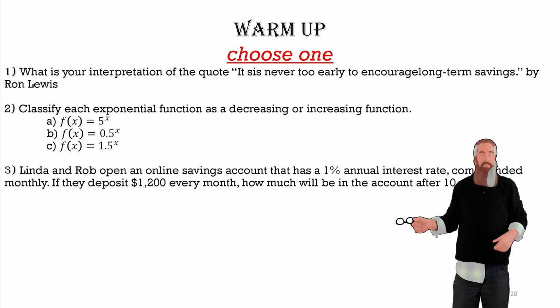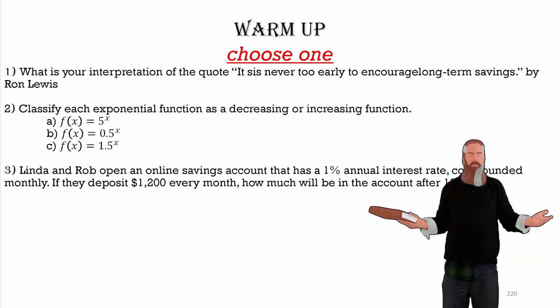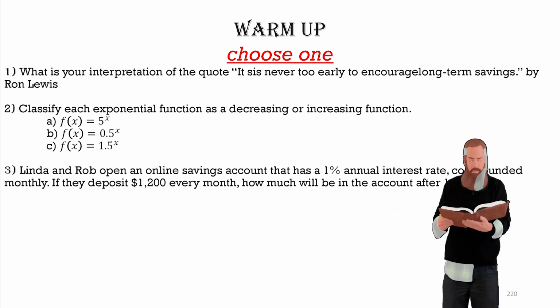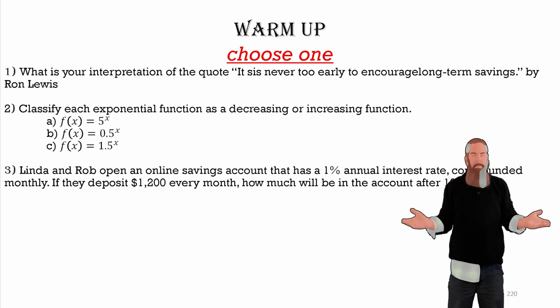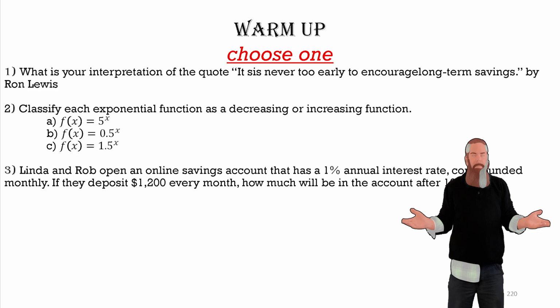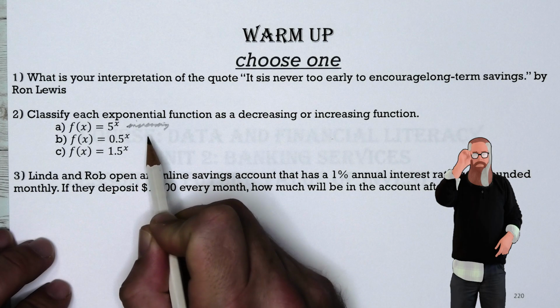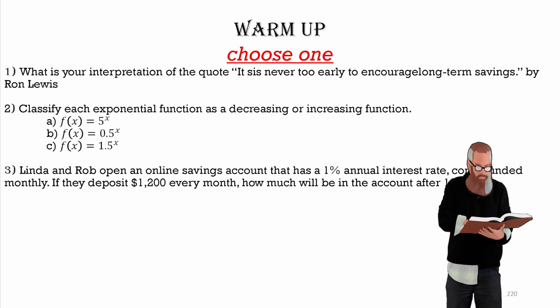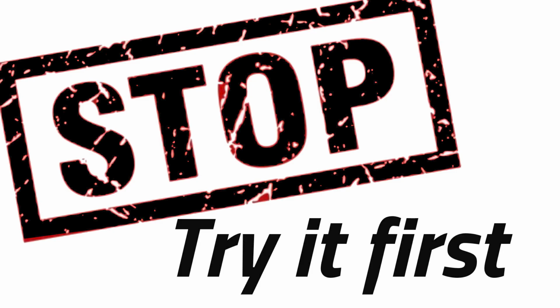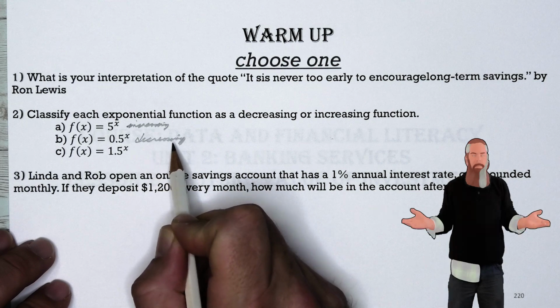Before we begin, let's make sure we're ready for this lesson by taking a look at warm-up number 2. Let's classify these exponential functions as decreasing or increasing functions. So f of x being equal to 5 to the x, do you think this is increasing or decreasing? It is an increasing function. How about f of x is equal to 0.5 to the x power? This is a decreasing function.